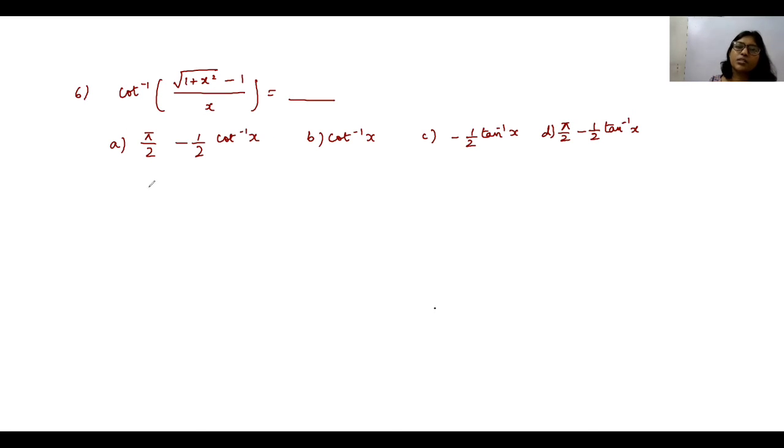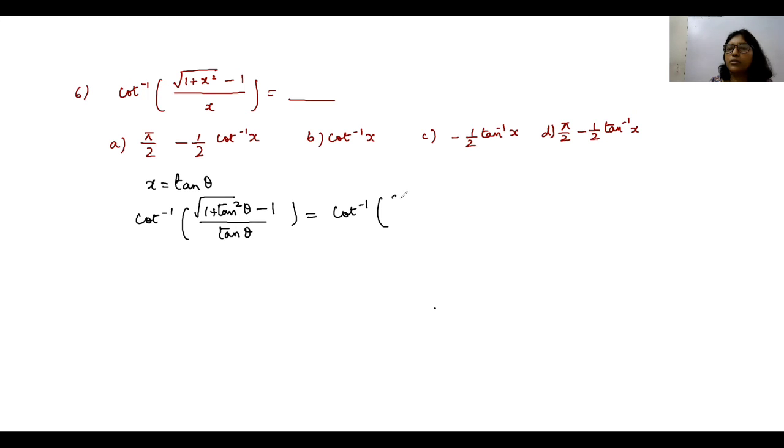Because we have 1 plus x square here, we will put x as tan theta. So it is going to become cot inverse of root of 1 plus tan square theta, minus 1, upon tan theta. And that is cot inverse of under root sec square theta, so sec theta. Now convert this to sine and cos. This becomes 1 minus cos theta upon sin theta.